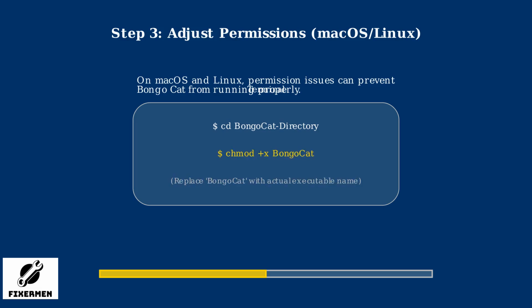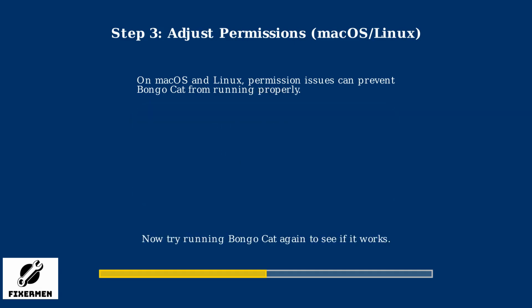Once you're in the directory, run the command chmod +x bongocat to grant execution permissions to the executable file. Make sure to replace bongocat with the actual name of your executable file. This chmod command changes the file permissions to make it executable. After running the command, try launching Bongo Cat again to see if the missing executable error is resolved.